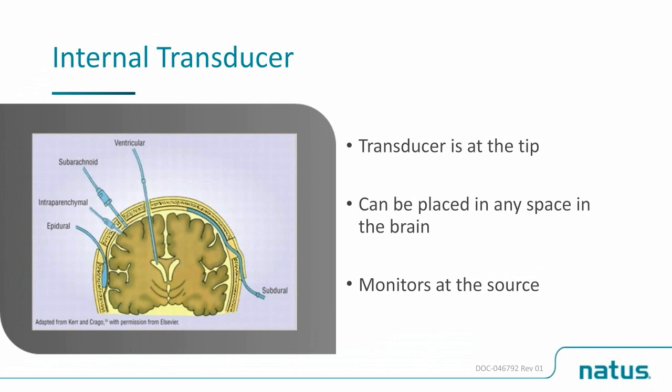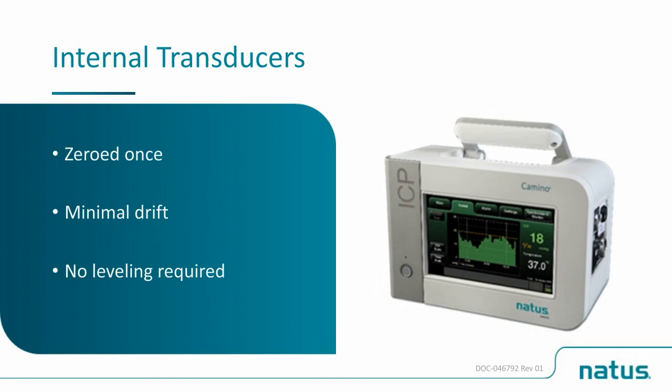Let's start with internal transducers. These transducers are typically found at the tip of the catheter and monitor from inside the cranium. When you think internal transducer, think inside the cranium. These catheters can be placed in many different spaces. You can be using a catheter that sits in the ventricle, the tissue of the brain or parenchyma, the subdural space, or even the subarachnoid or epidural spaces. Anytime you're using a monitor such as the Camino ICP monitor, you're using an internal transducer.